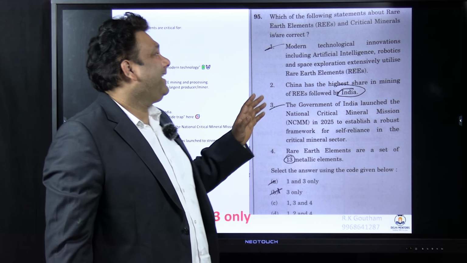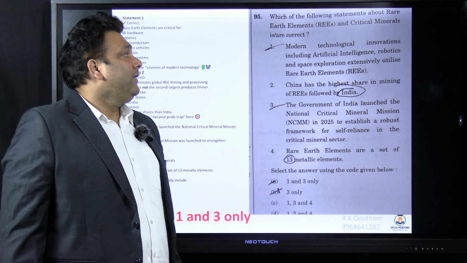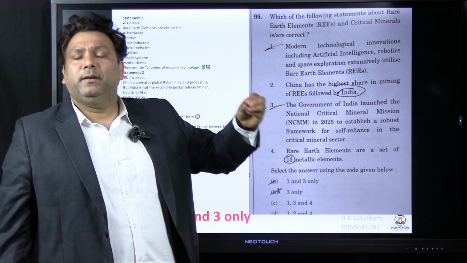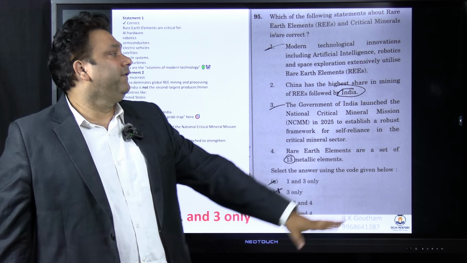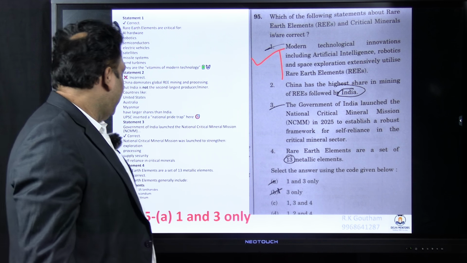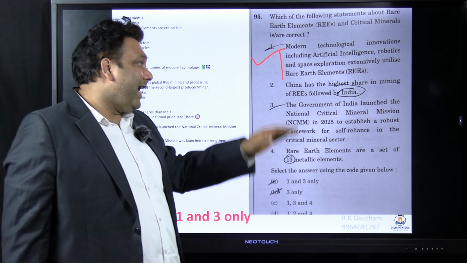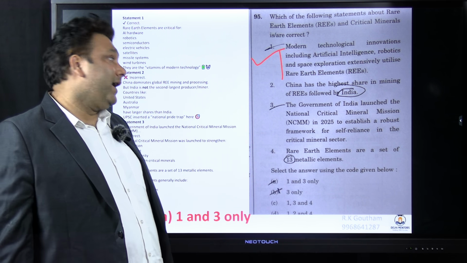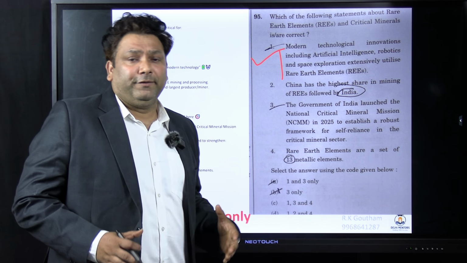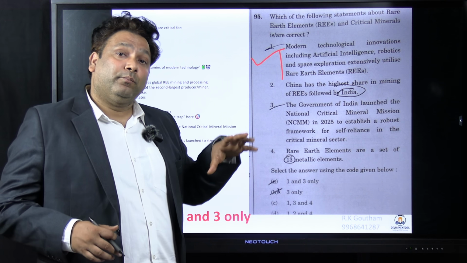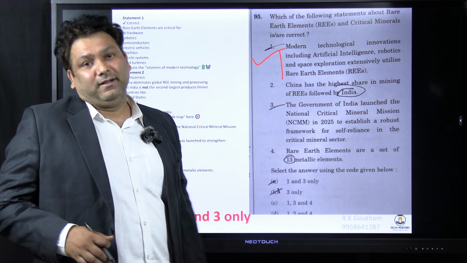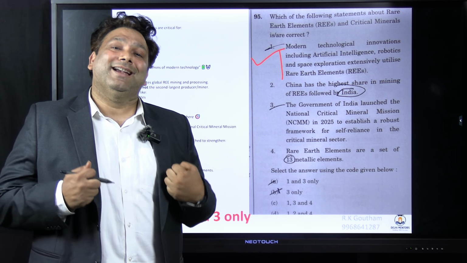So next, rare earth elements. The modern technological innovations including rare earth metals are used almost everywhere. यहाँ पे कुछ भी दे, this would have become the right statement. That China has the highest share in the mining of REEs, in fact it is right. So China owns almost 50% of the mines and 80% production capacity है China के पास. Okay, so followed by India. So this is instilling some national pride.